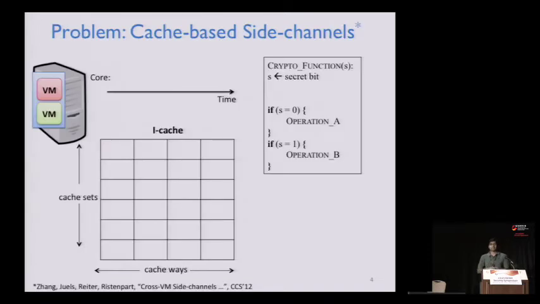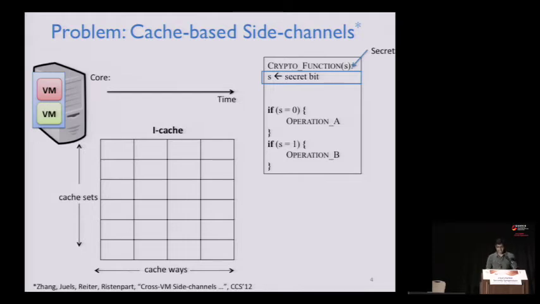Let's look at a simple example of a cache-based side channel. Here we assume that there are two VMs. One is an attacker, shown in red, and the other is the victim, shown in green. They're sharing the same physical host and the same instruction cache. Let's assume that the victim is trying to run the crypto function shown on the right. Here there's a secret bit S, and the operations executed in this function are directly dependent on the bit value.